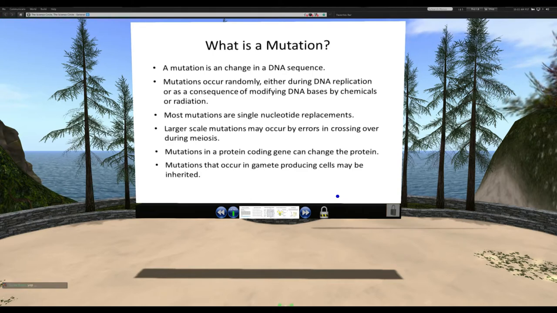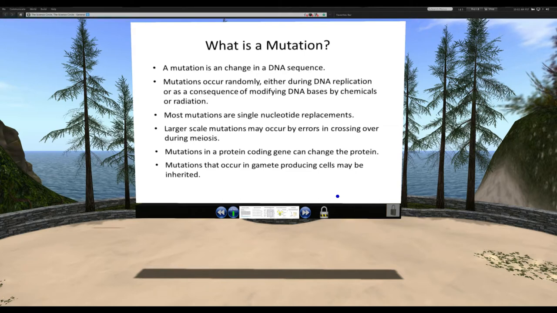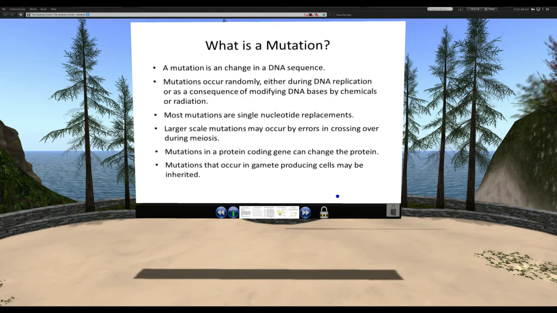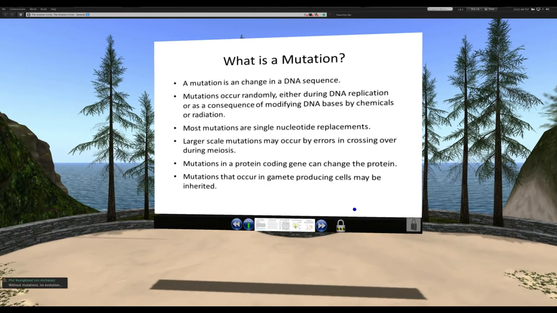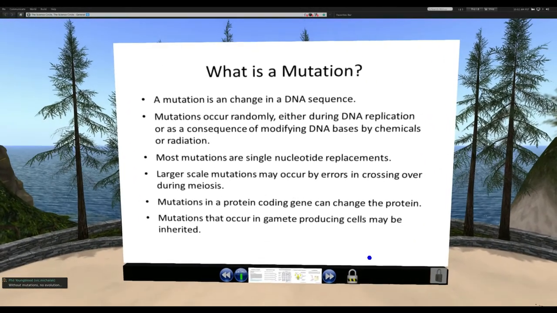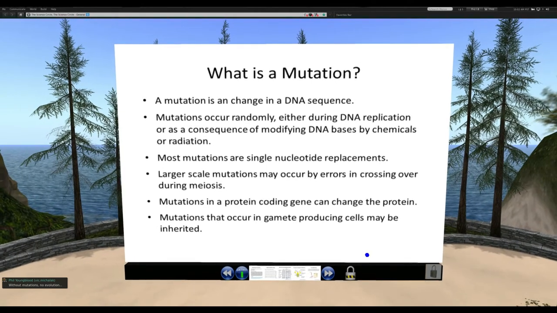Okay, as you all know, mutation is a change in a DNA sequence. And mutations are important because the differences that distinguish one organism from another are mostly arrived at by mutations, the origin of most differences in DNA sequences. DNA sequences have the information that make us all who, or at least what, we are.